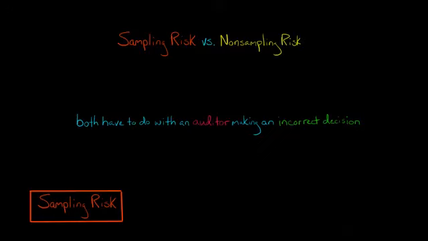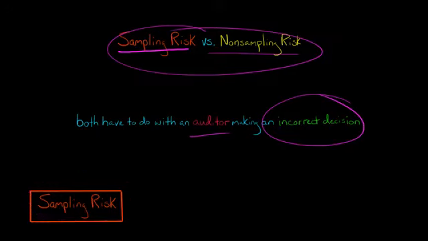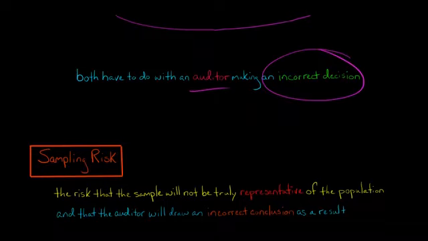In this video, we're going to discuss the difference between sampling risk and non-sampling risk. Both of these have to do with the auditor making an incorrect decision. But sampling risk has to do with the sample not being representative of the population from which it's drawn. So let me give you an example.